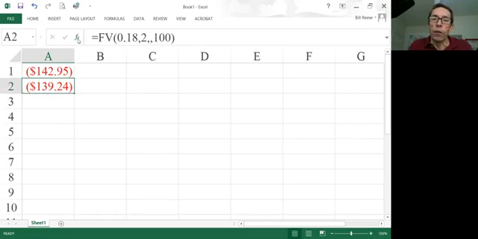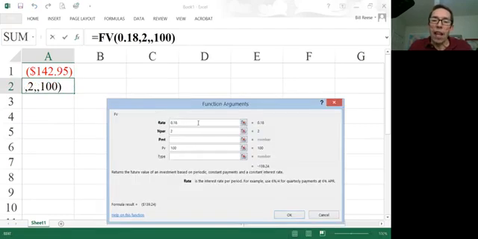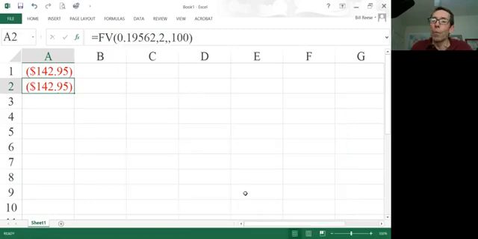But effectively, that's the same as we said 19.562% per year for 2 years, because that also says that I owe $142.95. So the APR, which is what everybody uses, understates how much you owe at the end of the 2 years. The effective annual rate will tell you correctly how much you owe at the end of the 2 years.